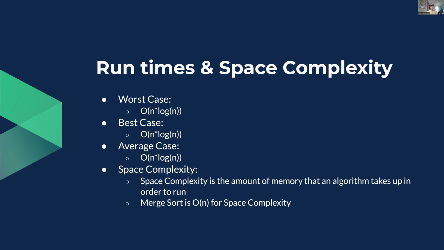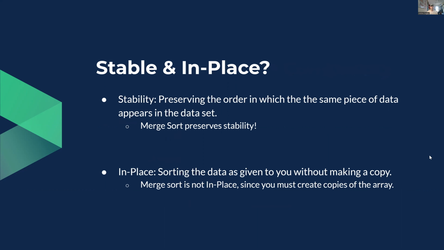And then space complexity is the amount of memory that an algorithm takes up in order to run. Merge sort is O(n) for space complexity, which means it's linear: as the amount of data increases, so does the amount of memory needed to run the algorithm.